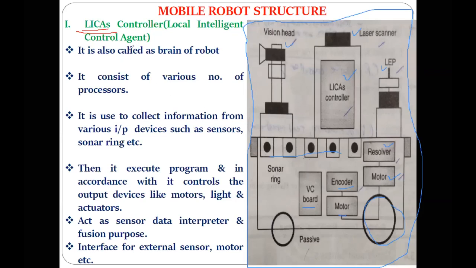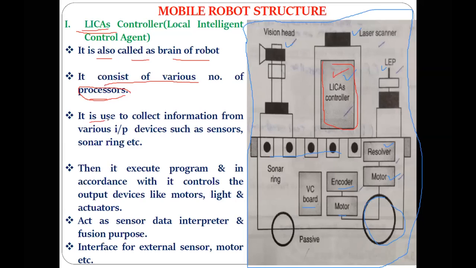Firstly, we have the LICA controller. Its long form is the Local Intelligent Control Agent. Functionally, it is very simple. It is just like the brain of the robot. Whatever processing happens in a human being happens with the help of our brain. It consists of a number of processors, because if processing has to be done, there is always a utilization of a processor. So this LICA controller consists of multiple processors.